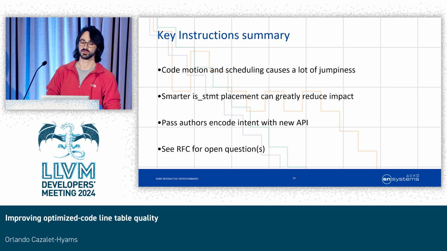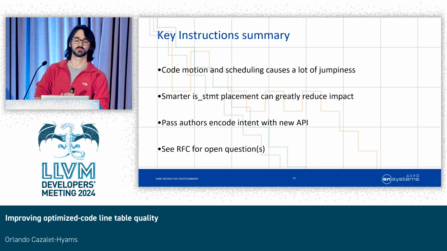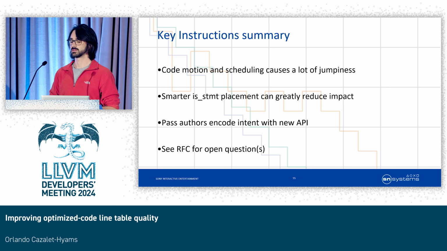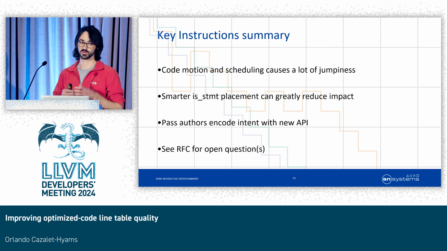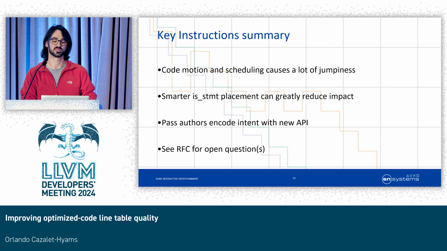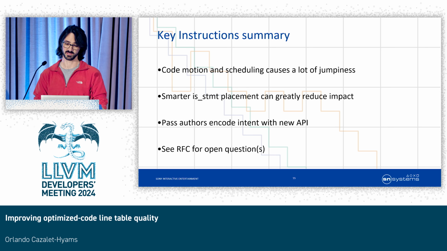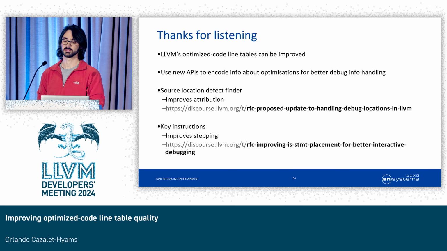We're coming to the end now, so wrapping up, in summary, for this project, we can reduce stepping entropy introduced by scheduling and code motion and all other optimizations with smarter if statement placement. All we need from the LLVM community is for pass authors to encode some more intent about what the optimizations are doing. And that is basically it, and the compile time cost. There's possibly some work to do in front ends, but once again, you'll have to see the RFC for that. As it stands, no front end work is required. And yeah, that's coming to the end of the talk.